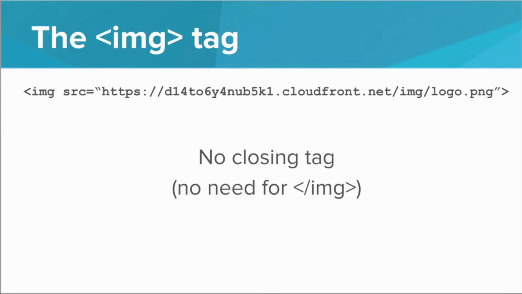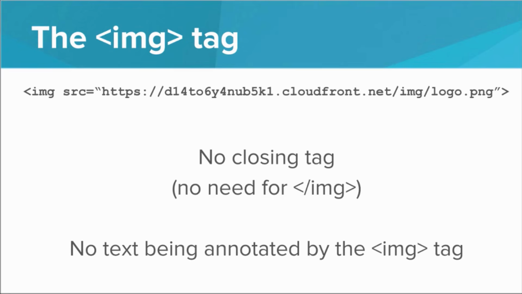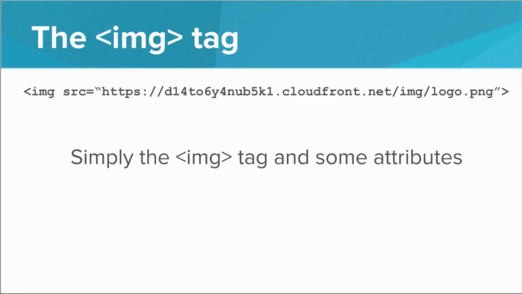First is that there's no closing tag, kind of like BR and HR. There's no need for a /image tag because really there's no text being annotated by the image tag. There's nothing to put inside an image tag and close it because the image tag isn't really doing anything to text. It's just fetching an image and putting it on the page. So really it's just simply image tag and some attributes. Now the attributes are very important. So what are the attributes of an image tag?